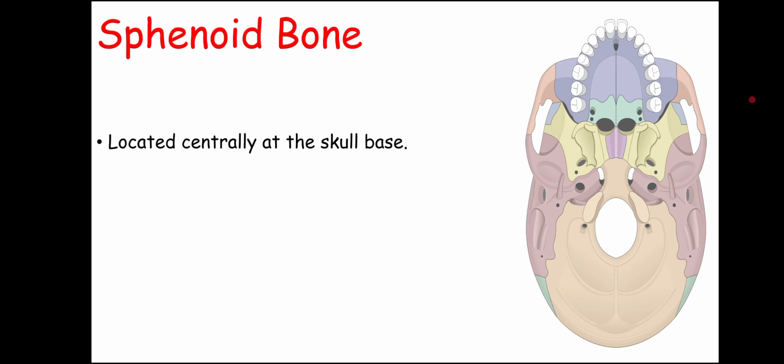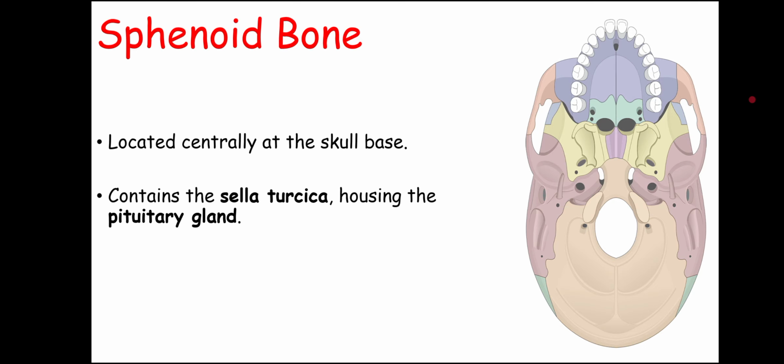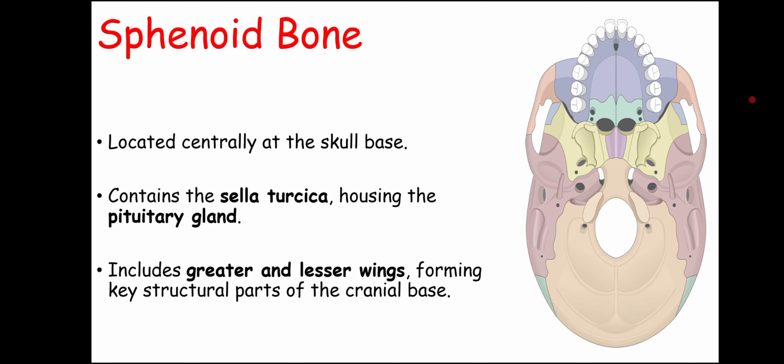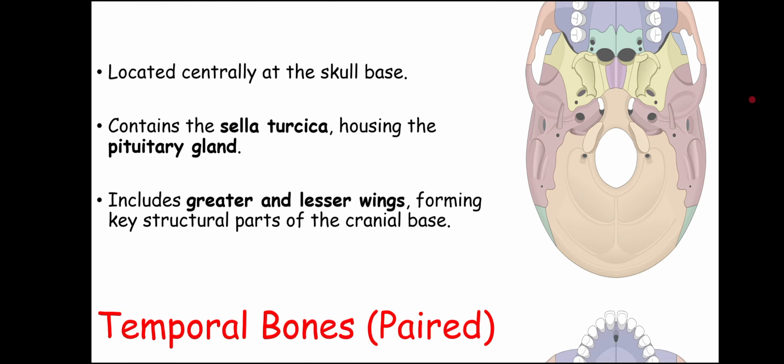And in diagram you can see the yellow color bone is the sphenoid bone. It contains sella turcica and it houses the pituitary gland. It includes greater and lesser wings that form key structure and part of the cranial bones.